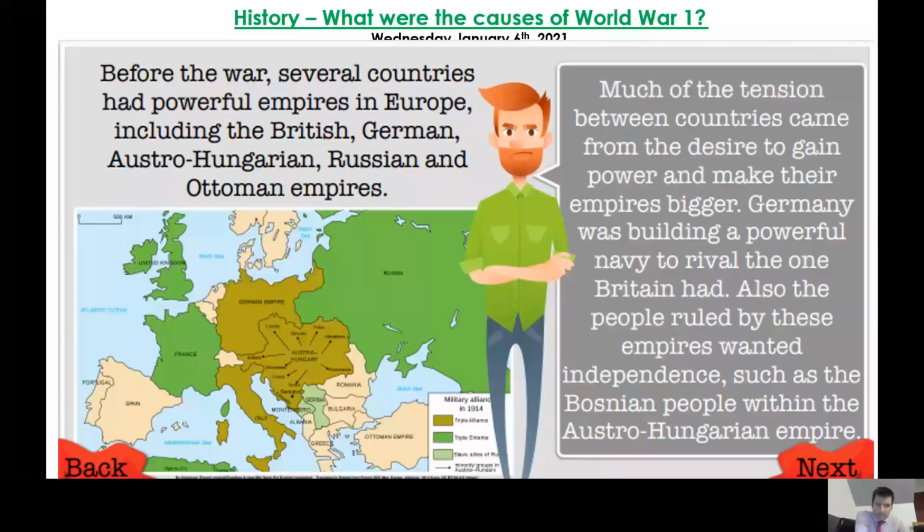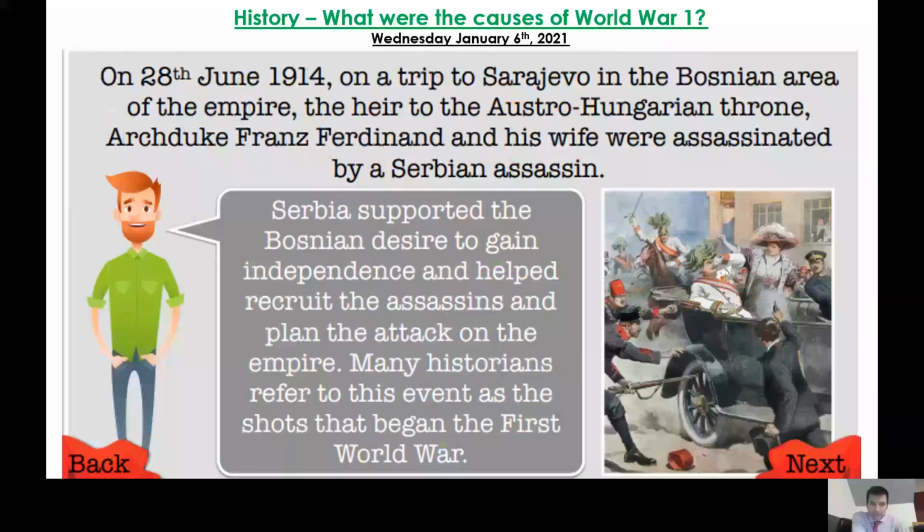Okay, now these countries were not weak countries on their own; they were powerful countries. And they had powerful empires in Europe, okay? And this links to some of our knowledge of Victoria and why empires would have existed. Now, these countries wanted to make their empires bigger because bigger meant more powerful. Germany was building a powerful navy, and the power of the navy had been one of the great strengths of the Victorian British Empire, okay? And the people who were in these empires were starting to strike out for their own independence, starting to try and establish some of their own sovereignty and their own ability to make their own choices.